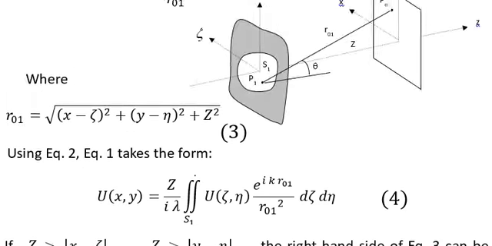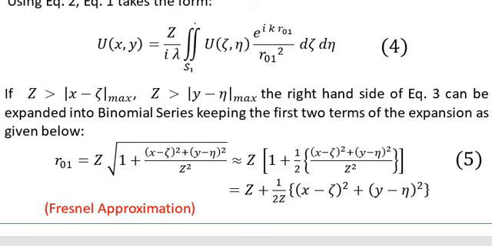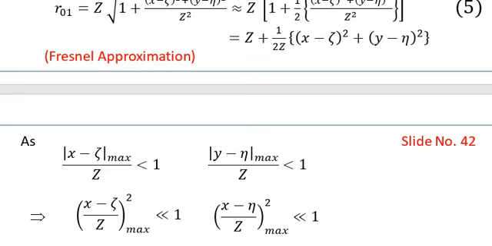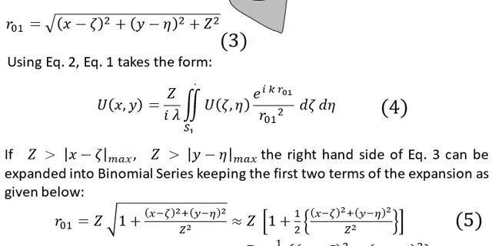So you see that this is the Fresnel approximation. So this approximation, in which we keep the first two terms of the binomial expansion, is referred to as the Fresnel approximation, and the diffraction formula which will be based on this Fresnel approximation will be called the Fresnel diffraction formula. So you see that we are also writing these approximations that we have done over here, that is inequalities, that z is greater than the maximum value of the absolute value of x minus zeta, and similarly z is greater than the maximum of the absolute value of y minus eta.